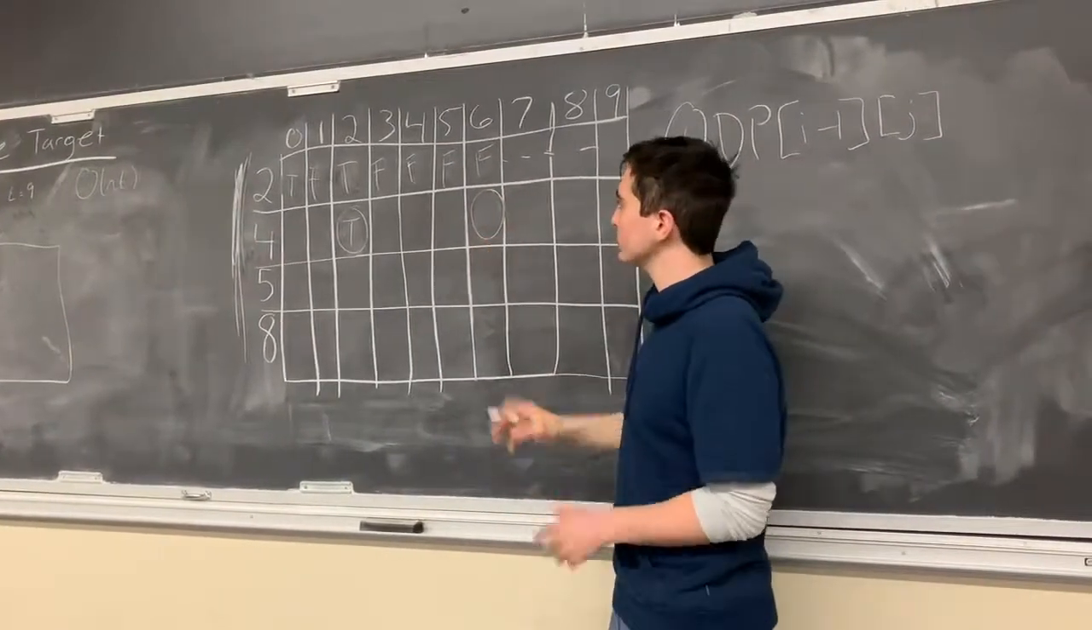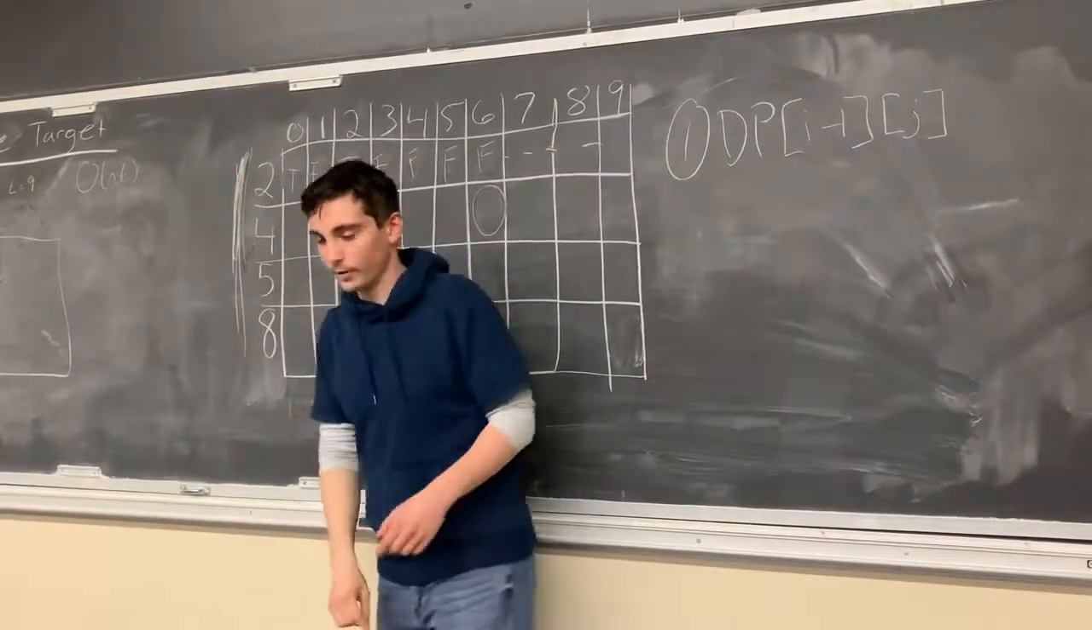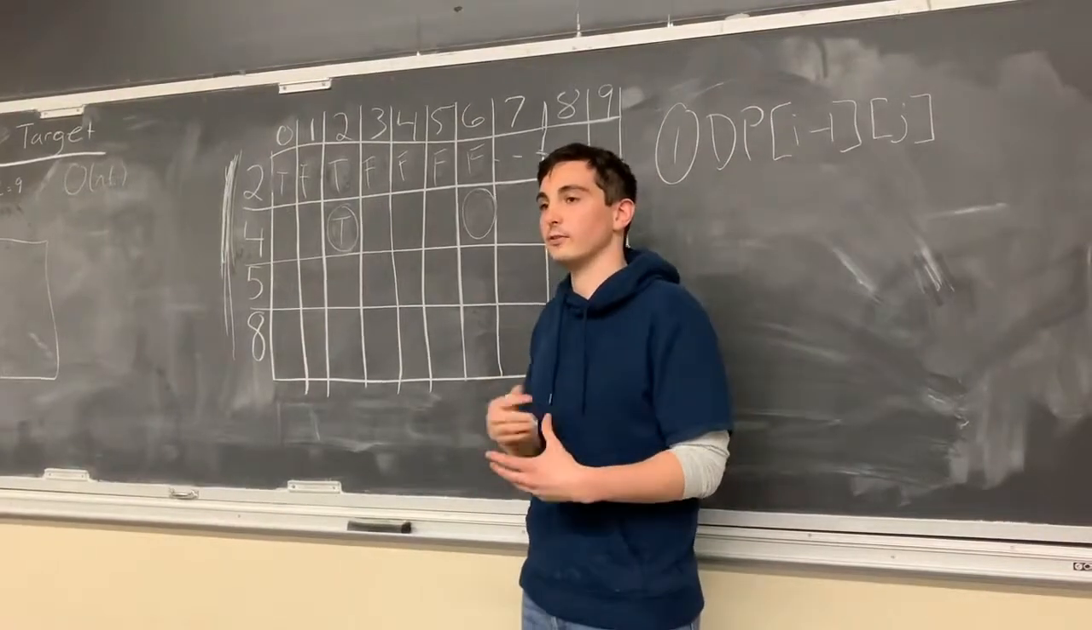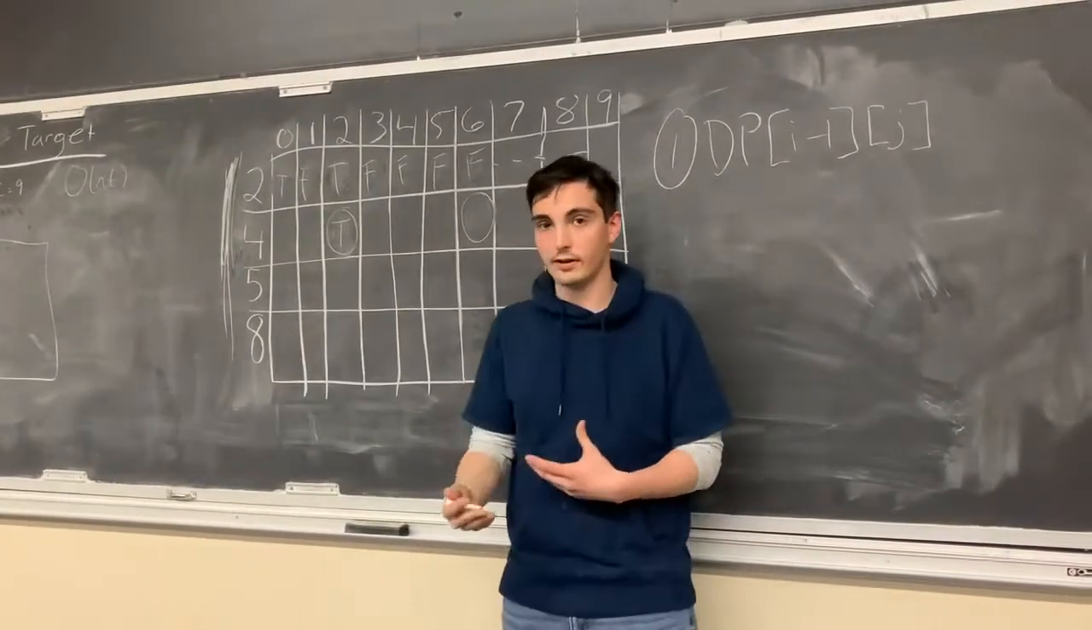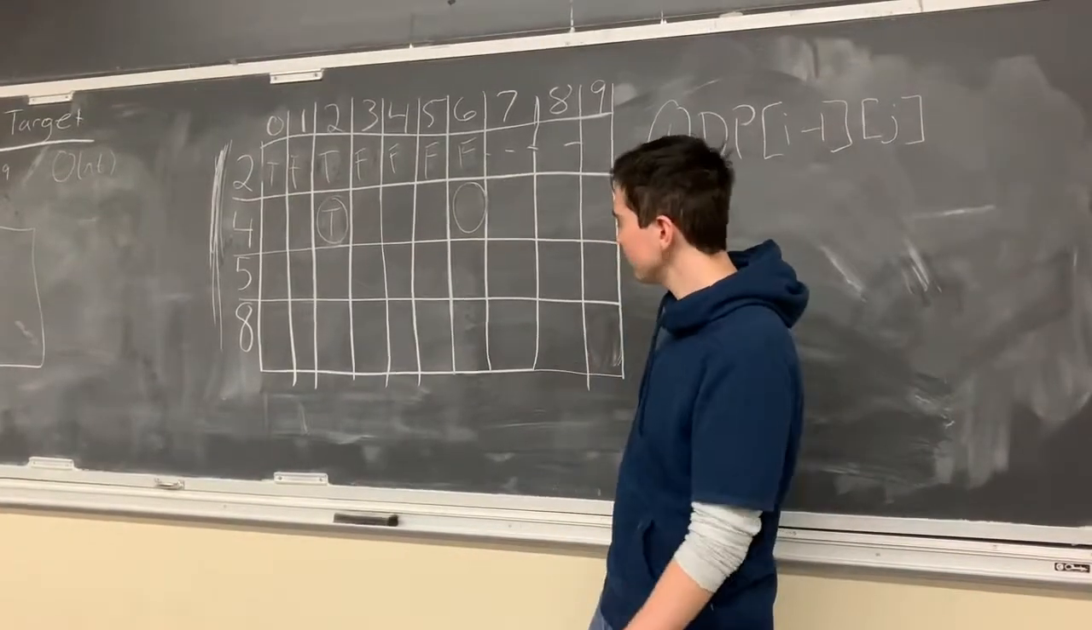And it's asking the question, can you make the target value 6 out of the subarrays 2 and 4? So last time we figured out a way to not use the new element and compute the target. Now we're going to see if this new element can help us make the target.